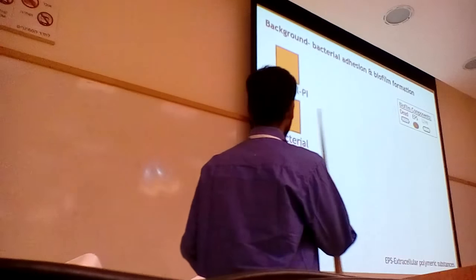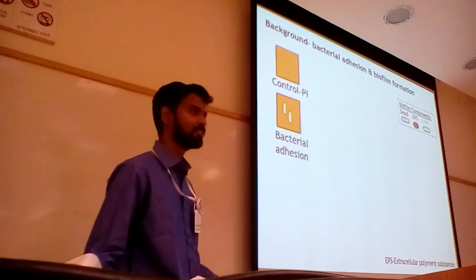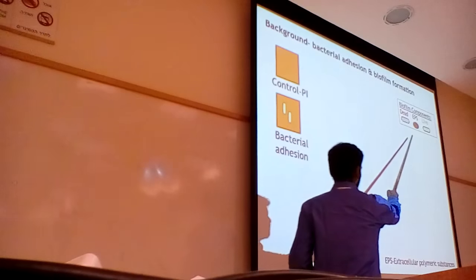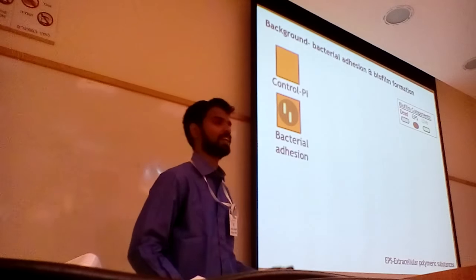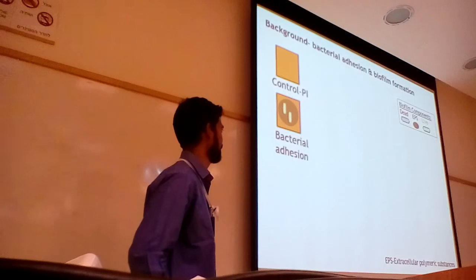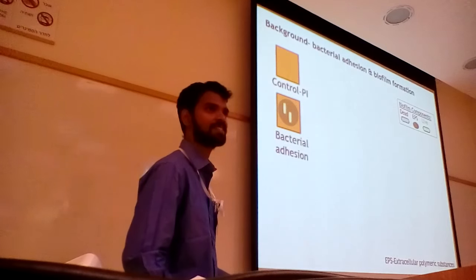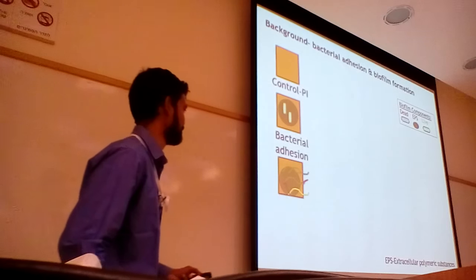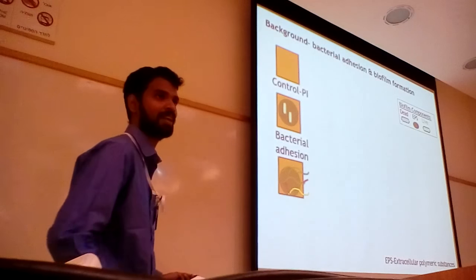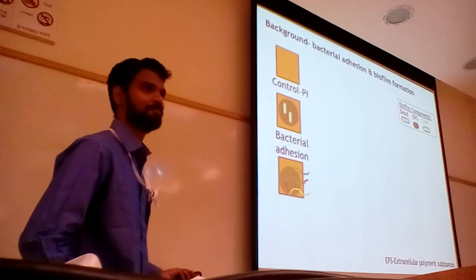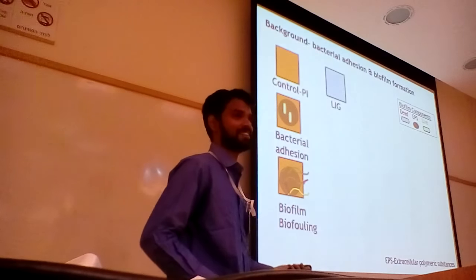Once bacterial adhesion happens on polyimide, their genes are triggered to secrete these extracellular polymeric substances. Therefore, bacteria are attached to each other and then they are adhered to the surface. Now, when a bacterial colony forms like this on a surface, it is called biofilm. And when bacterial biofilm damages the membrane, it is called biofouling.